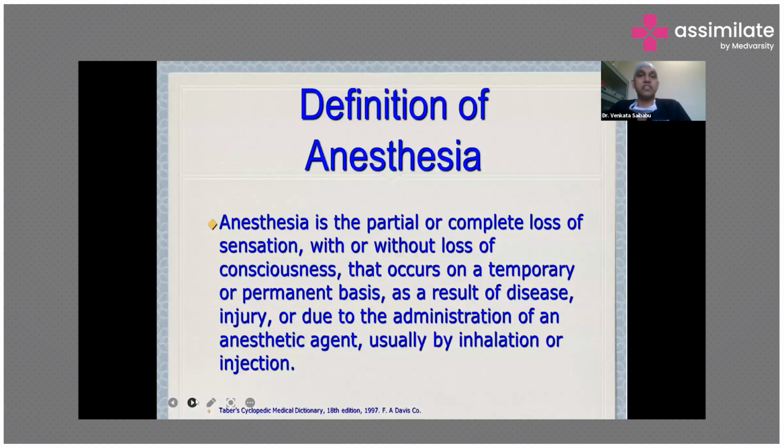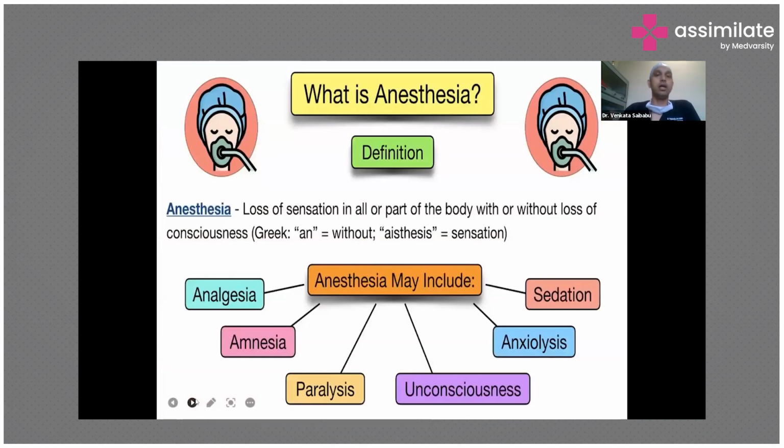What exactly is the definition of anesthesia? Every word in this definition is important and specific. Anesthesia is a partial or complete loss of sensation, with or without loss of consciousness, that occurs on a temporary or permanent basis as a result of disease or injury, or due to administration of an anesthetic agent, usually by an inhalation agent or by an injection. Sometimes, if you're not careful, the anesthesia can become permanent and loss of life can also happen. So each and every word in that definition is important.